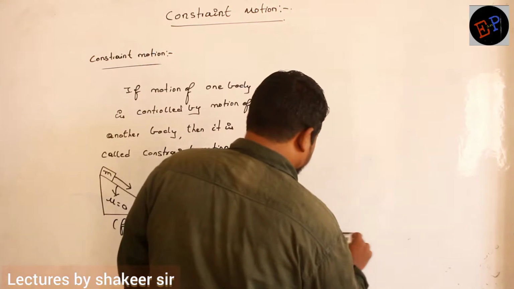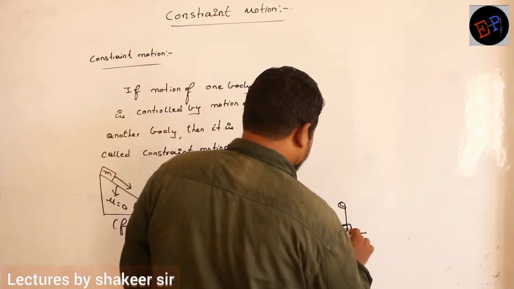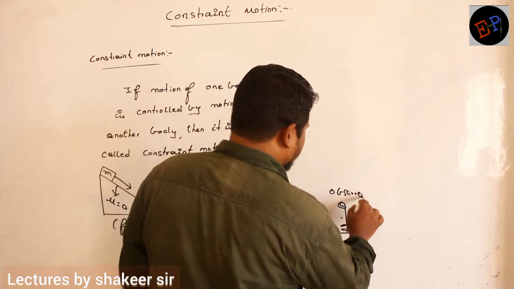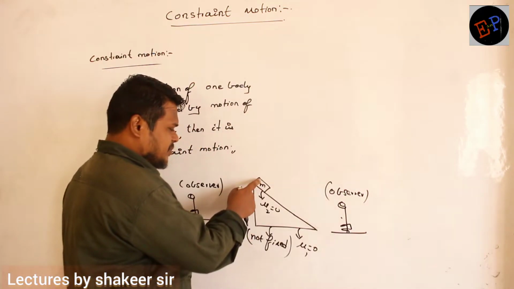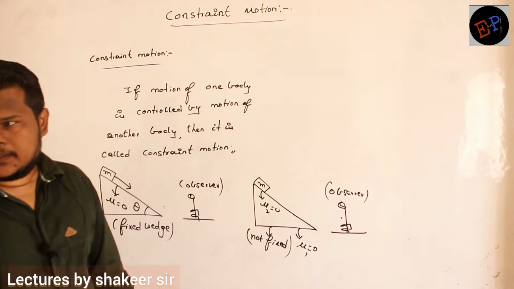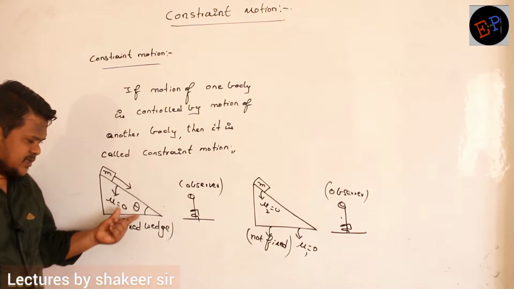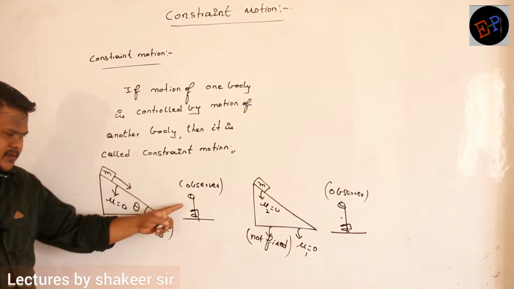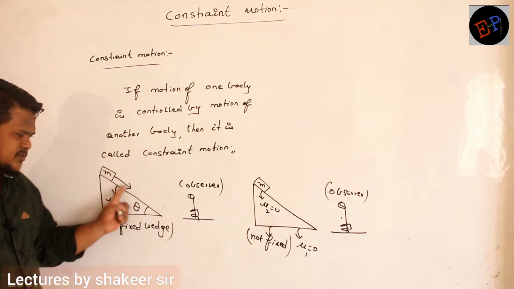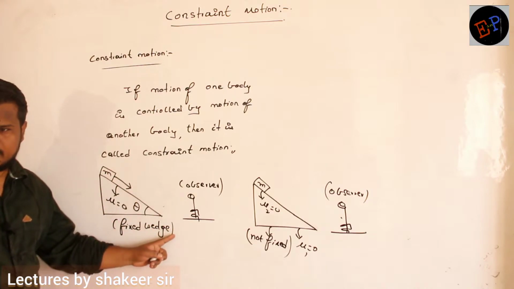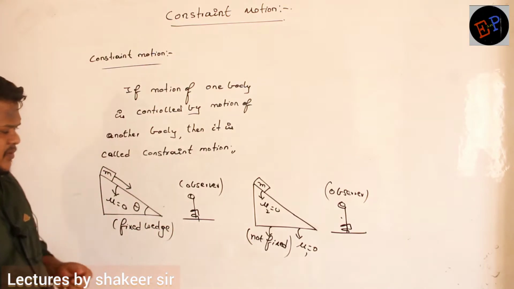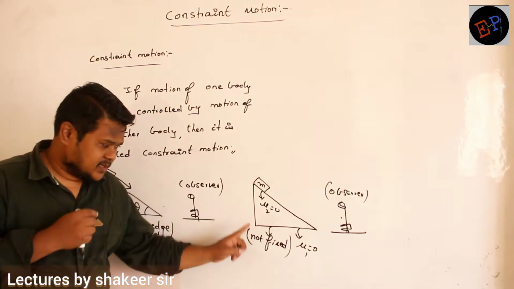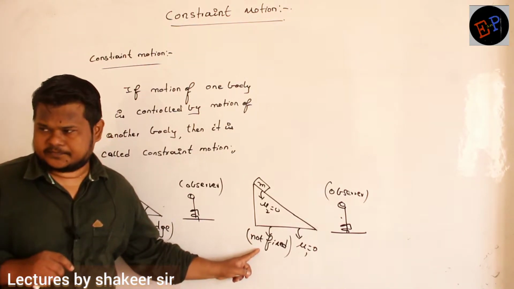Now there is one more observer present on the ground. To this observer, how does this body appear to be? Previously in this condition, the wedge was fixed. It was a fixed wedge. And you said that for this observer, this body appears to be coming downwards along the inclined plane. Are you able to understand? Now here what is the condition? Here also we are taking the same wedge, but this wedge is not fixed to the ground.